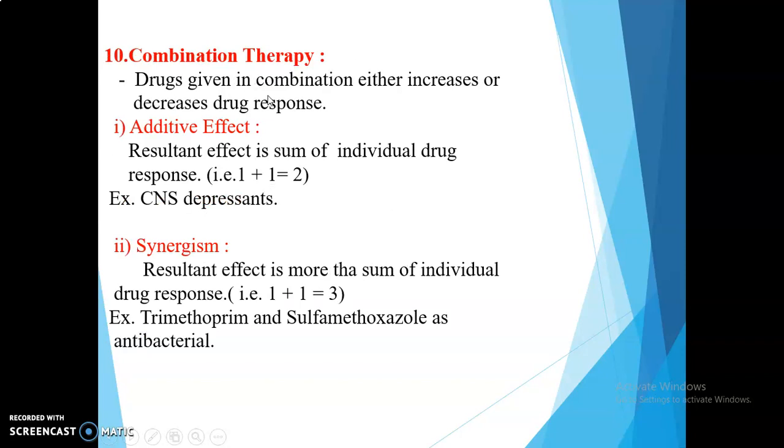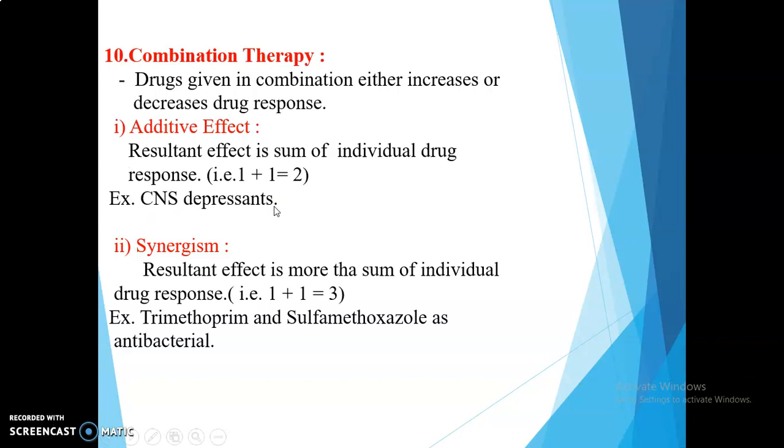Generally, drugs are given in combination. So combination therapy is another factor which affects the drug action. If drugs are given in combination, it is generally to either increase or decrease the drug responses. Additive effect: if drugs are given together and their total pharmacological effect is a sum of the individual drugs, that is 1 plus 1 is equal to 2, then it is called an additive effect.